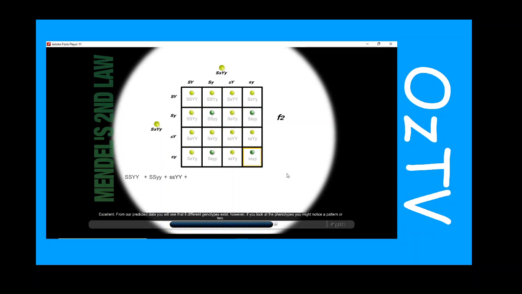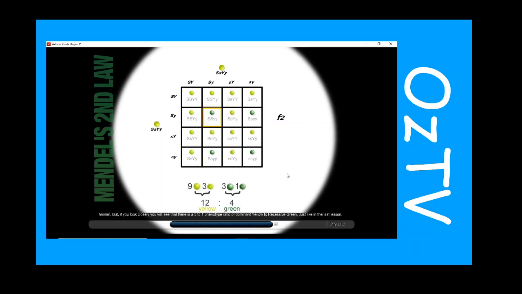Excellent. From our predicted data you will see that 9 different genotypes exist. However, if you look at the phenotypes you might notice a pattern or 2. The first thing you might notice is that there are 4 visually different phenotypes in an F2 dihybrid cross. If we sort these peas you will see that there is a 9:3:3:1 ratio.